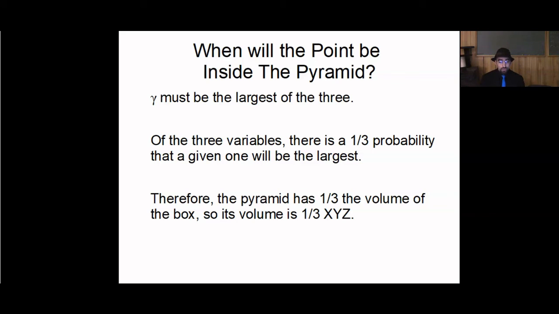Therefore, there's a 1/3 probability that a randomly chosen point will be inside the pyramid, given that it's in the box. Therefore, the pyramid has to have 1/3 the volume of the box. 1/3 x, y, z. 1/3 base times height.